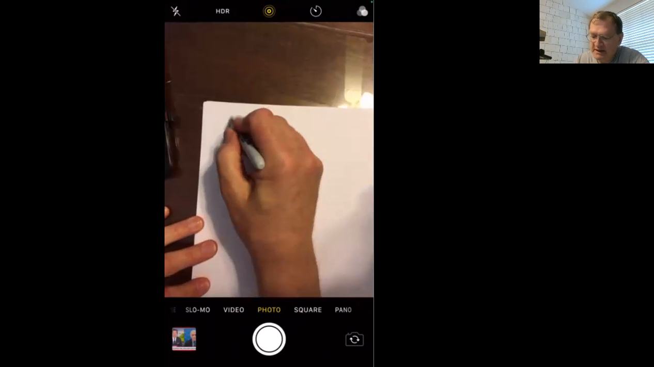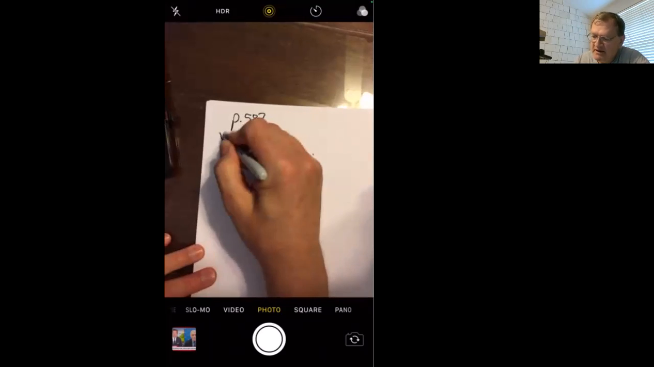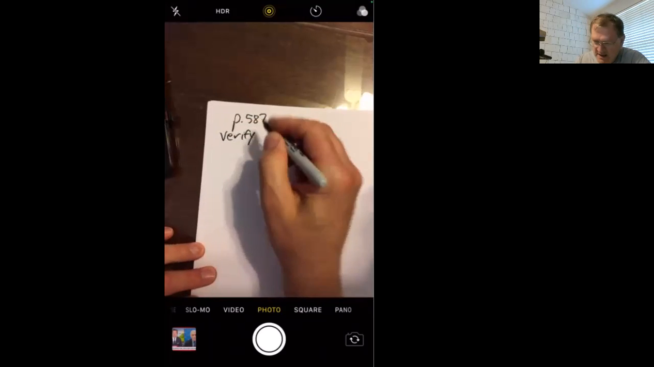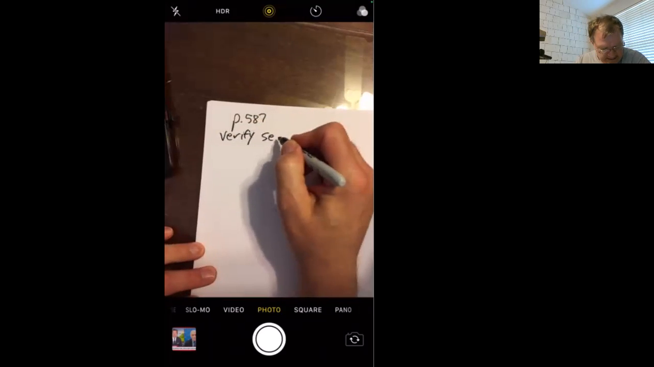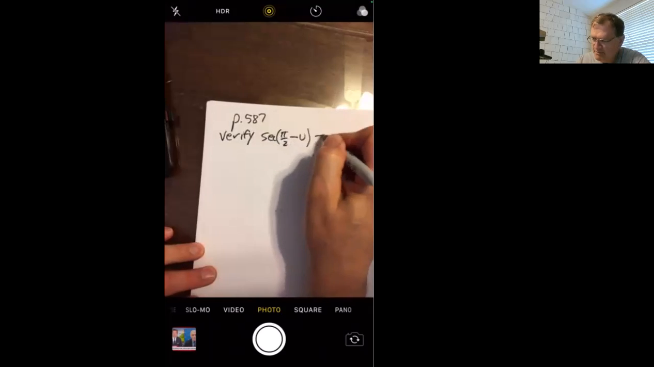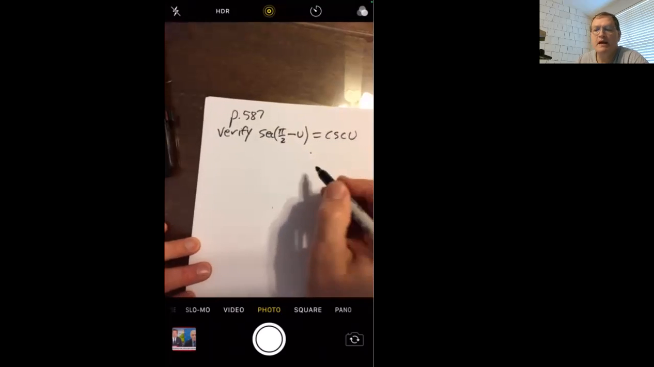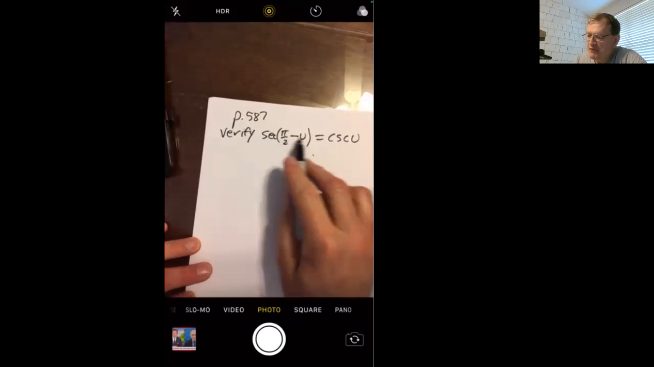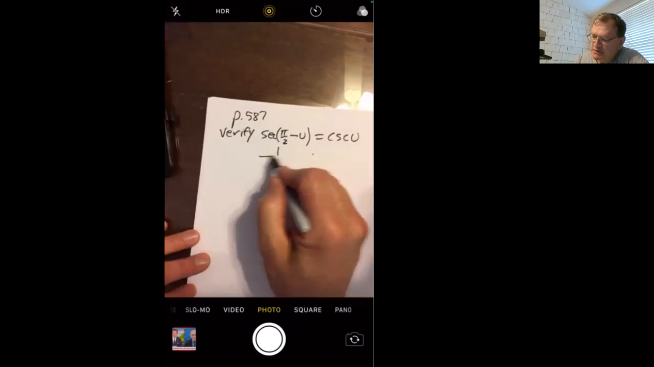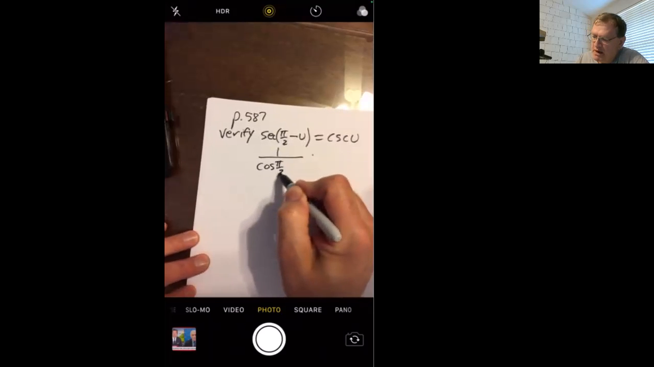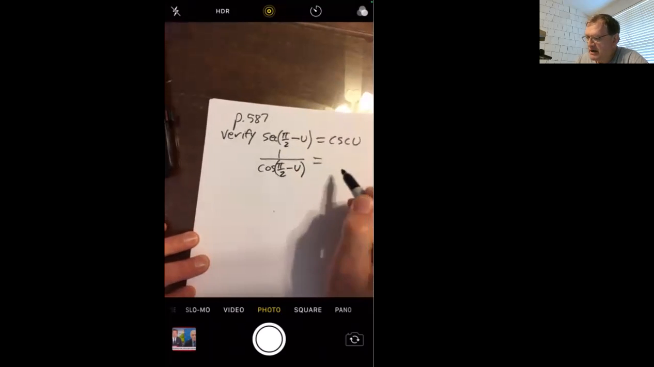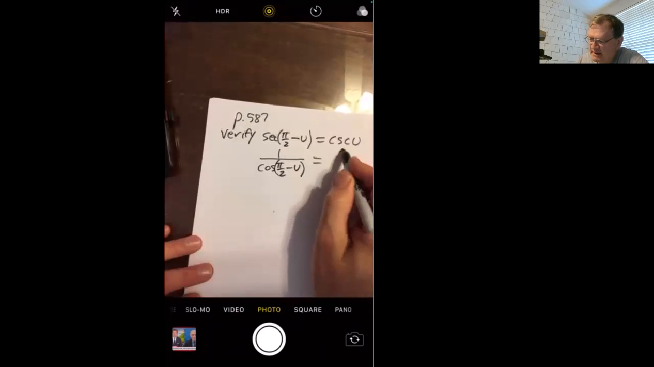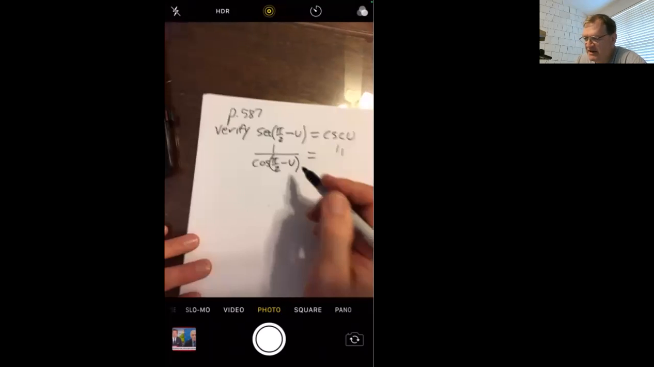Okay. How about verify number 23, page 587. Verify a secant of pi over 2 minus u comes up as cosecant of u. Well, there's no straight formula for a secant of these things. We'd have to write this as 1 over cosine of pi over 2 minus u. I could flip the other side, but I guess I'm not supposed to do things. I mean, you could.